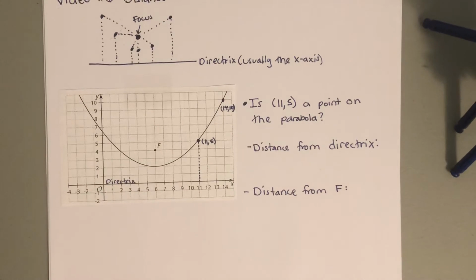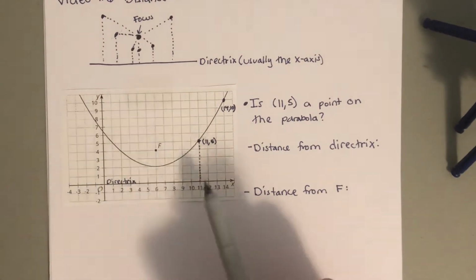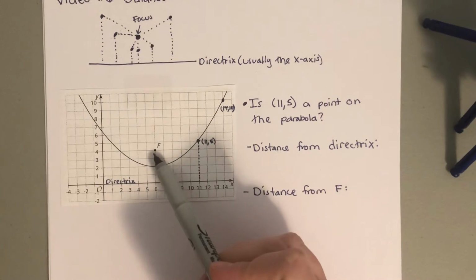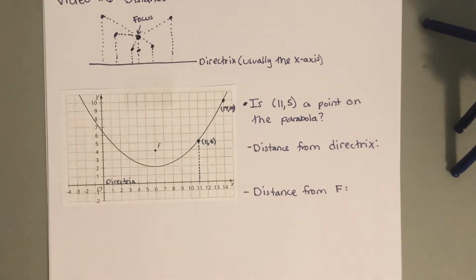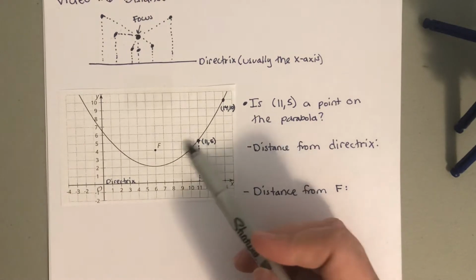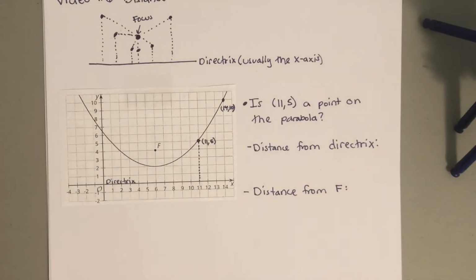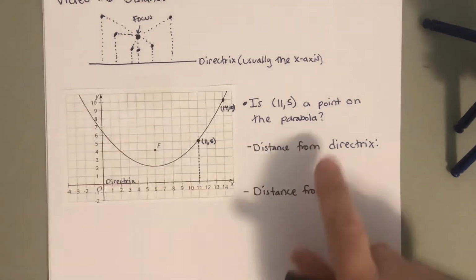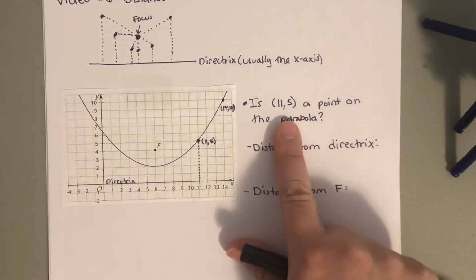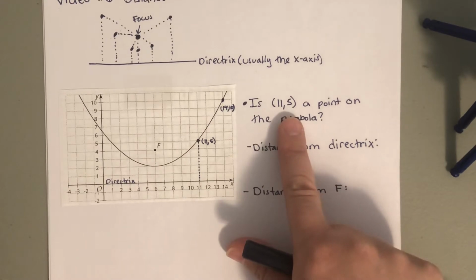We can use that information to determine if a point is on the parabola. If it is the same distance away from the x-axis and this point, then that means it must be on the parabola. If these distances are different, that means it's not on the parabola. So let's look at our first point. We have this point, (11, 5). Is this a point on the parabola?